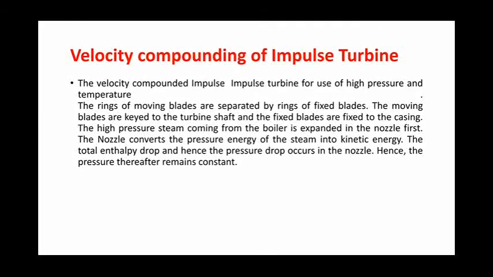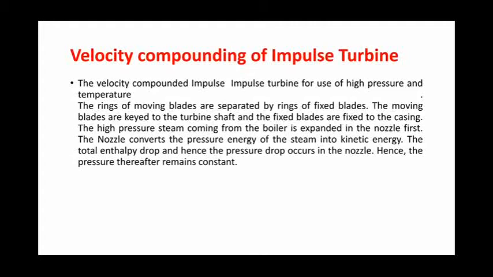In the velocity compounded impulse turbine, used for high pressure and temperature, the rings of moving blade are separated by rings of fixed blade. The moving blades are keyed to the turbine shaft and the fixed blades are fixed to the casing.